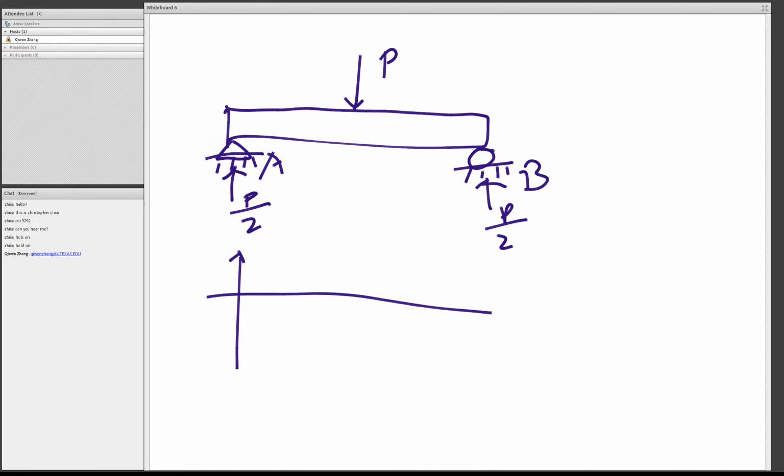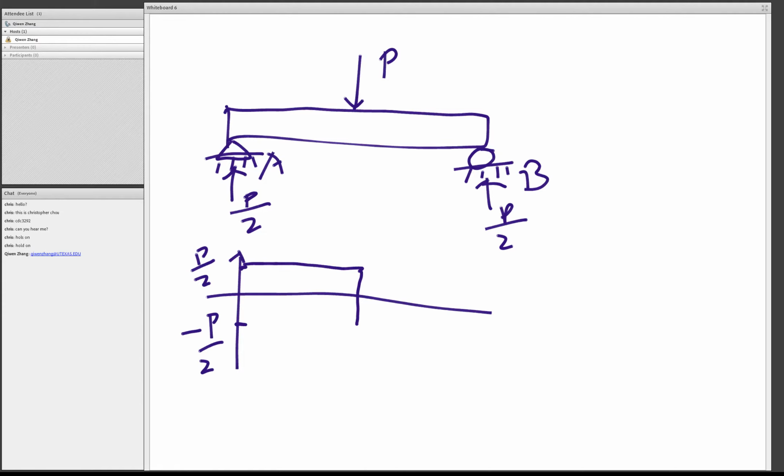So this is P over 2, and then it goes straight until it reaches the middle. As we can see, there's a force P pulling down. So the line drops with a value of P. So if it is P over 2 minus P, then it becomes negative P over 2, right? So this becomes negative P over 2.